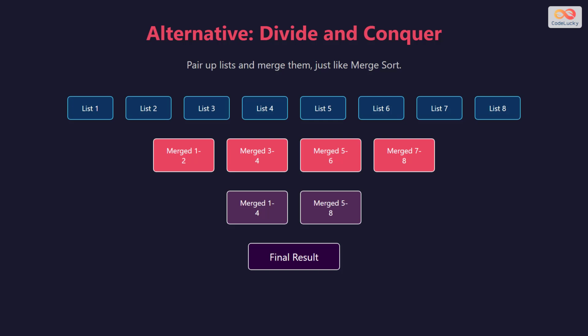There is another optimal way to solve this, which is the divide and conquer approach. It works just like a tournament bracket or merge sort. Instead of merging everything at once, we merge pairs of lists. Then we merge the results of those pairs, and so on, until only one list remains. This is also very efficient.